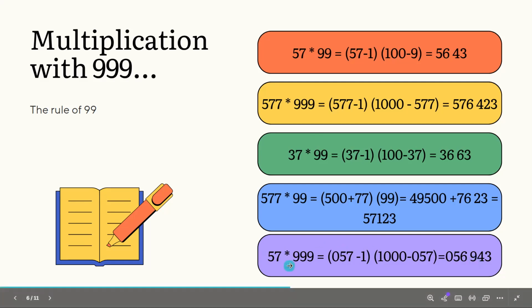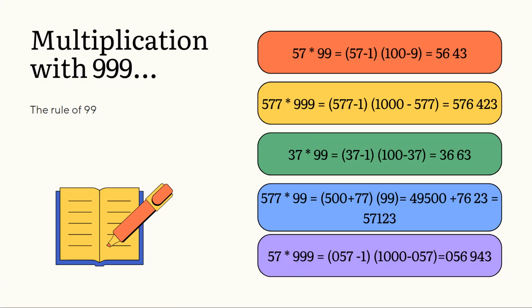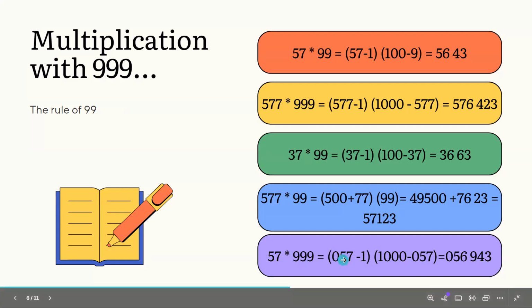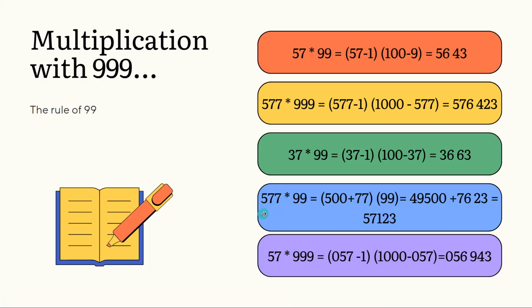So whenever the number of nines is more, you can still apply this method with some adjustment, like we have added the 0. But if the number of digits in the multiplicand is more, then this method will not work, and that is a limitation of this method, right? So then this method will not work.